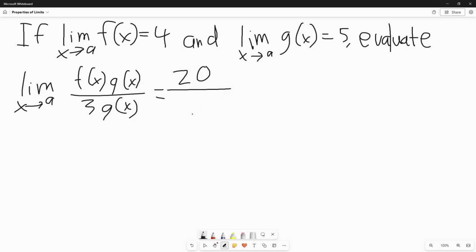And for the denominator, we have 3 times g of x. And we learned that a constant multiplied by a function inside the limit, you can take out the constant and put it at the front of the limit. So it's just 3 multiplied by the limit as x approaches a of g of x. And we already have it right here. It's just 5. So that's just 3 times 5, so it's 15. So we get 20 over 15, which can be simplified down to 4 over 3 as our final answer.